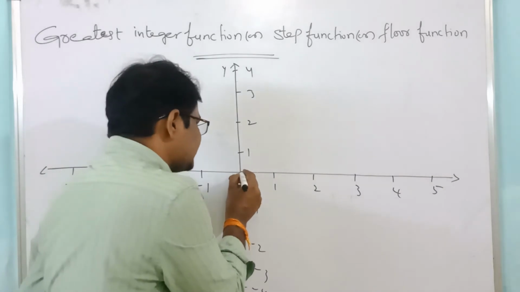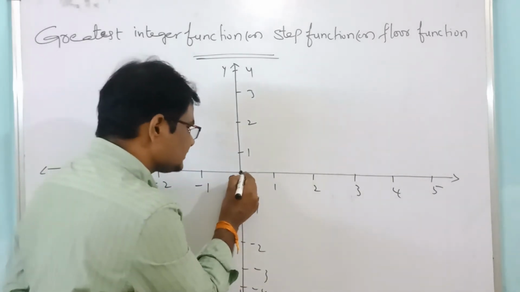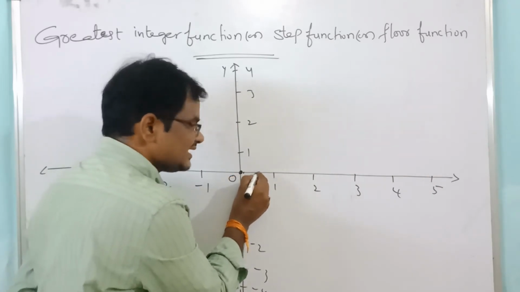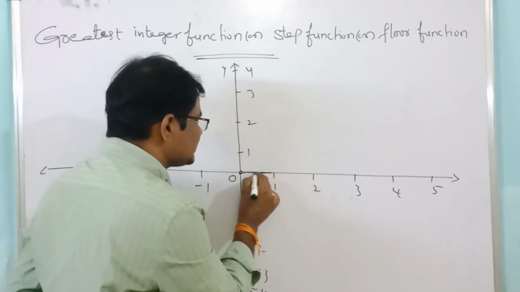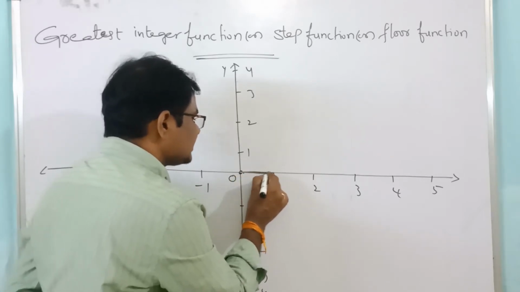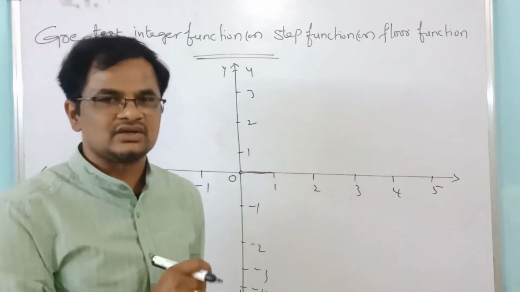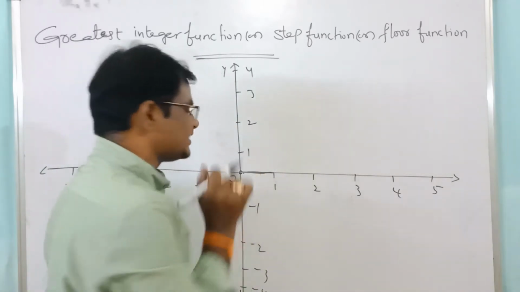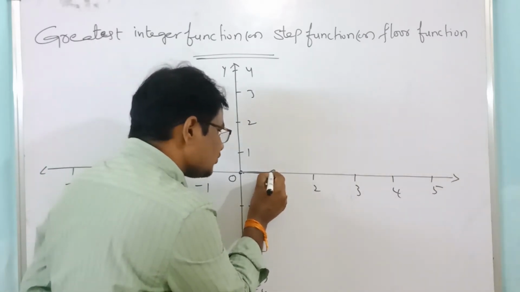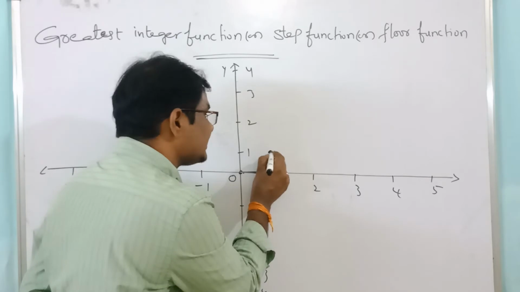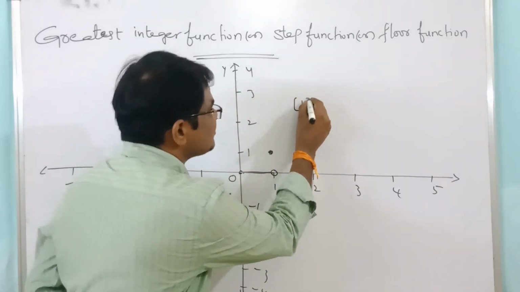Now step of 0, or greatest integer of 0, is 0 only. 0.1, 0 only. 0.5, 0 only. 0.9, 0 only. Including 0 to 0.9, the greatest integer function of any real number is 0 only, between 0 to 1 and including 0. Right. Next, greatest integer function of 1 is 1. So that's why here you won't get the point, here you will get it, because greatest integer of 1 is 1.